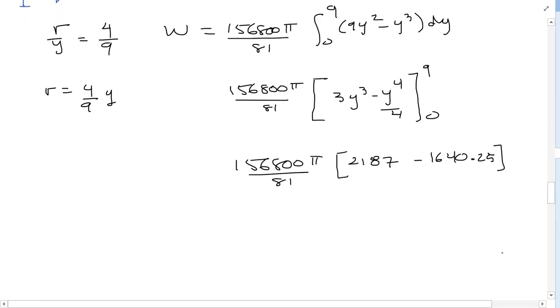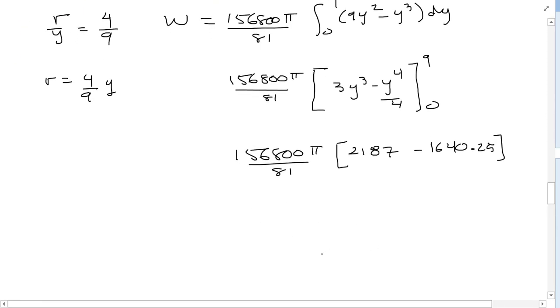And then when I simplified this out, I did this number in my calculator, divided by 81, and then multiplied by the 156,800, I got 105.8400 pi. And this is work, and everything was in meters, so my units are joules. And so this would be my answer.